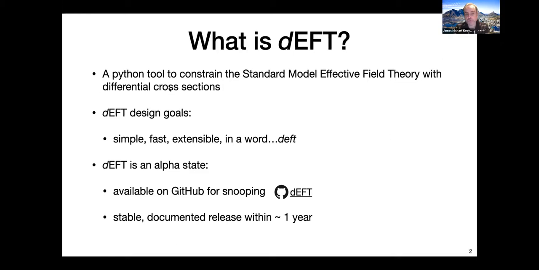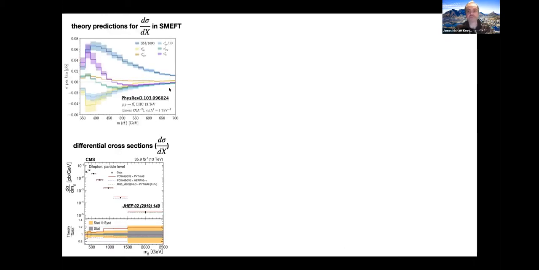And it's very much a work in progress. So it's in an alpha state just about. It's living on GitHub right now and can be snooped at the link there. We're definitely not ready to have something really publicly consumable, but we're pretty close to it. And with a little know-how, you can make dEFT work as you might like. And we do have a plan for a stable documented release, I hope within 6 months and maybe within 1 year.